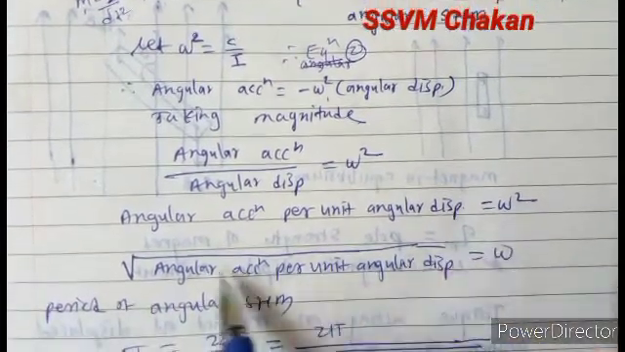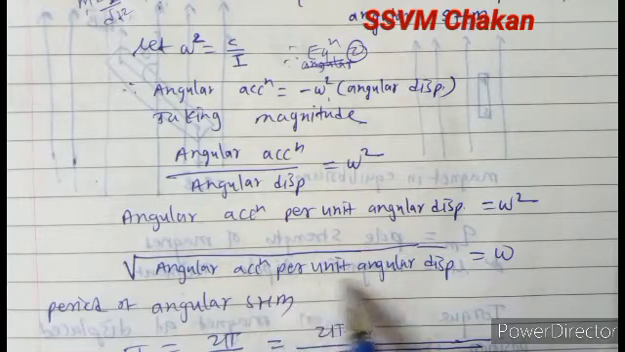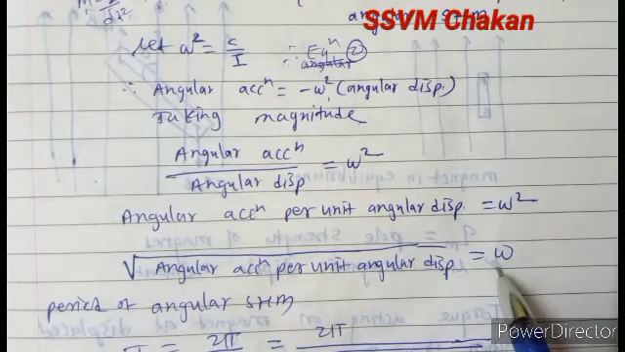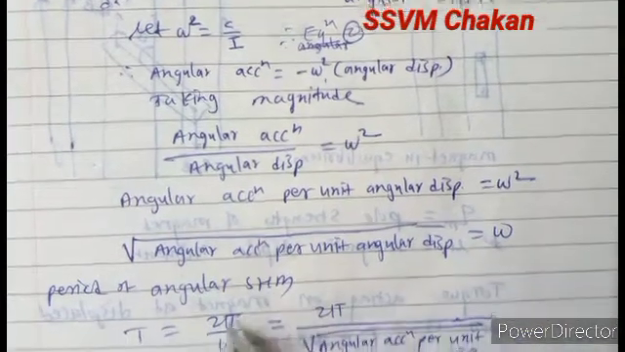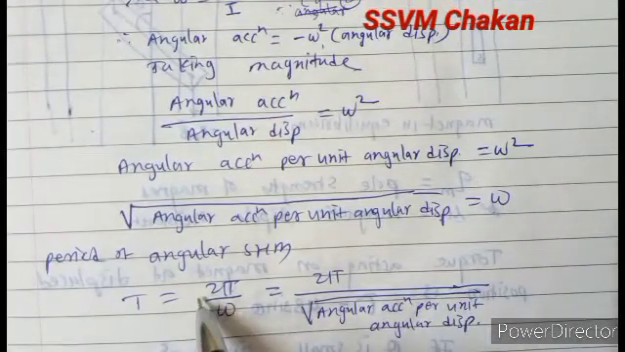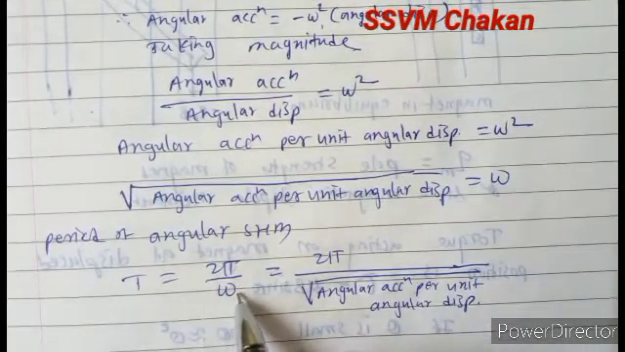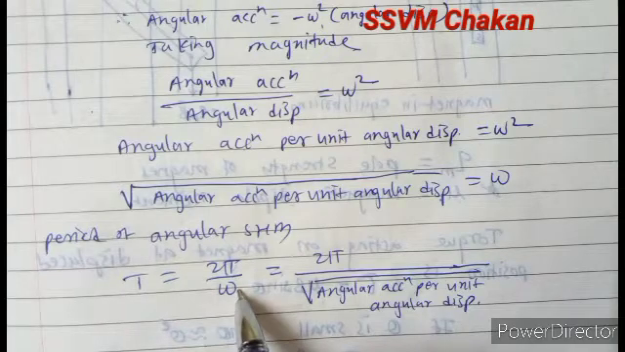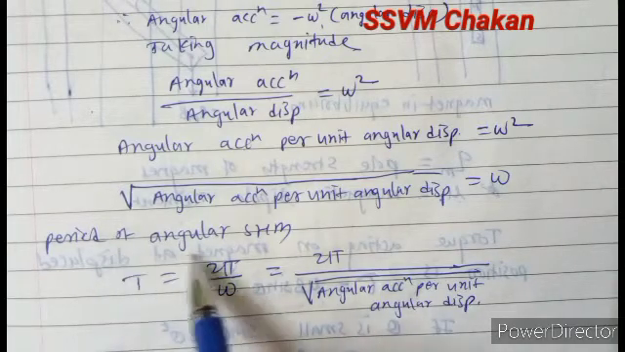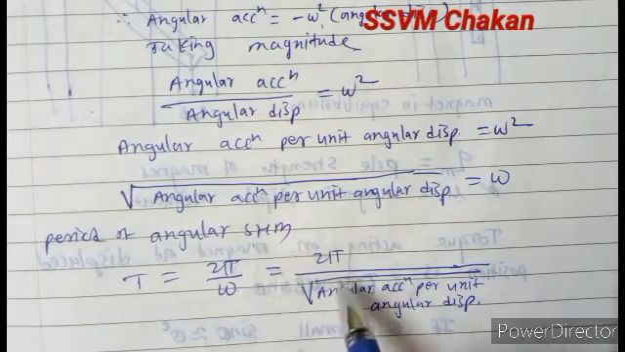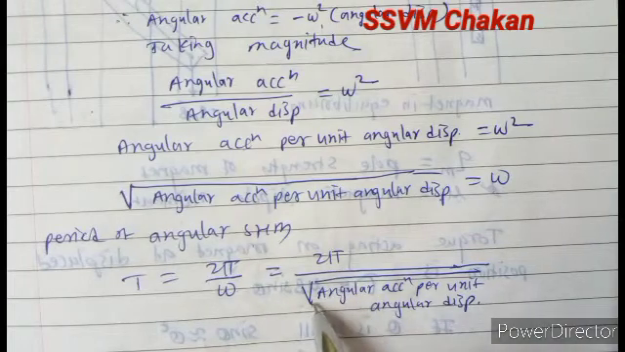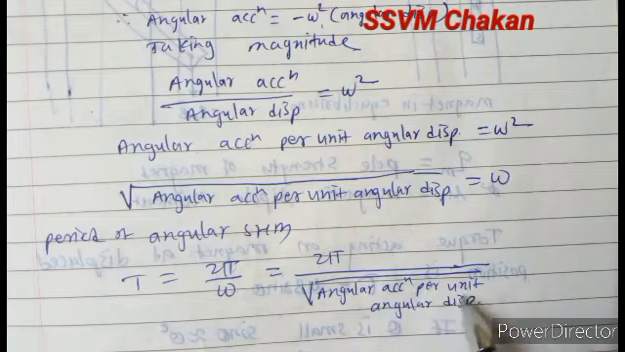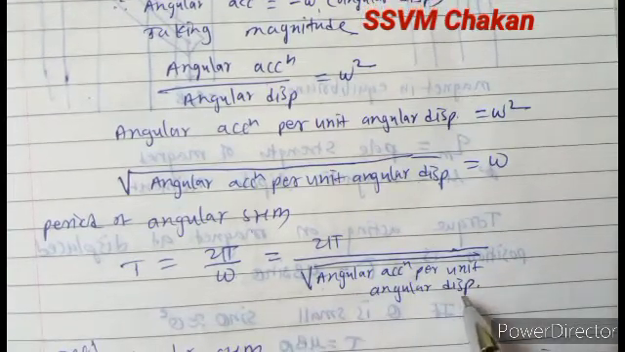Taking a square root, angular acceleration per unit angular displacement is equal to omega, and we know the formula of period, that is 2 pi upon omega. Substitute the value of omega, then we get the period of angular SHM, which is equal to 2 pi divided by the square root of angular acceleration per unit angular displacement.